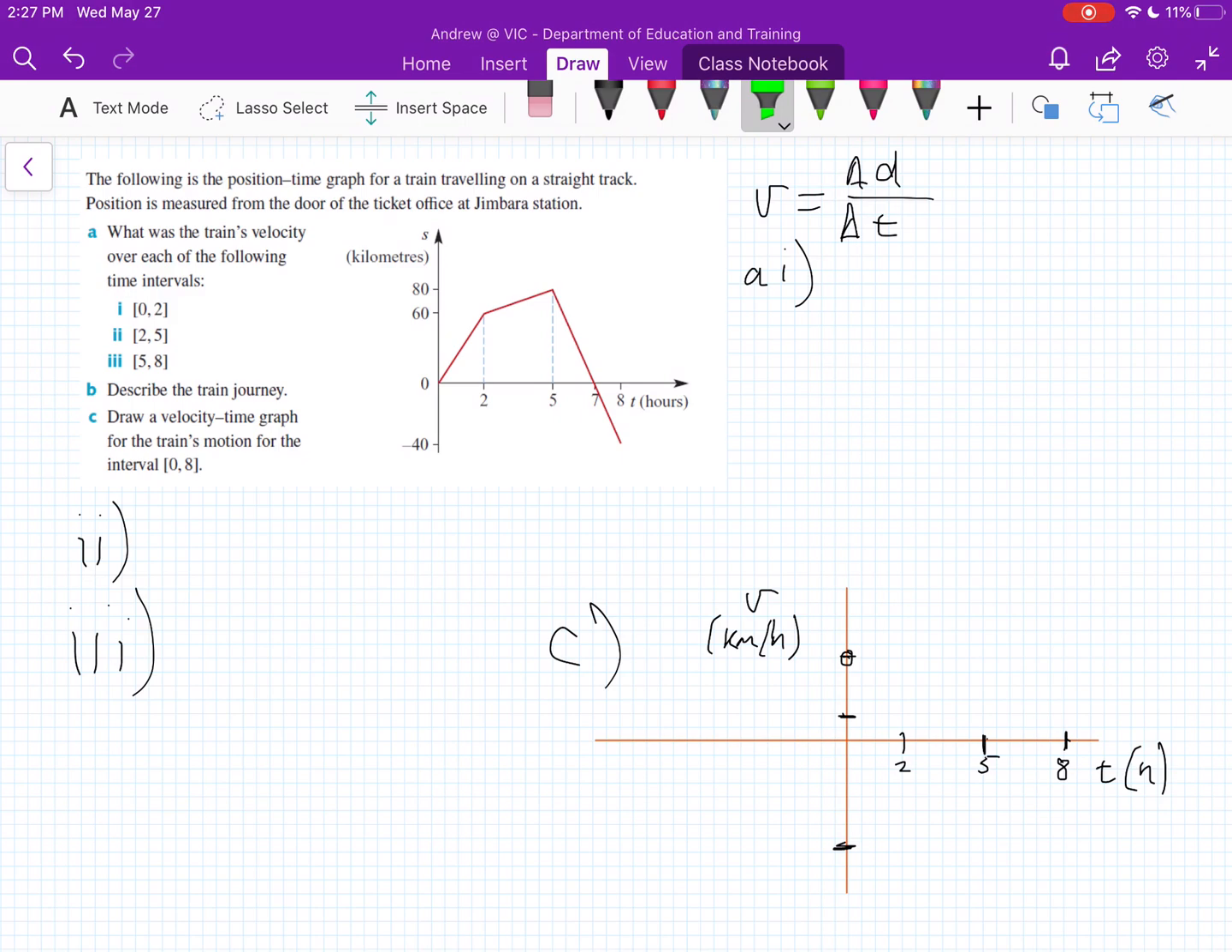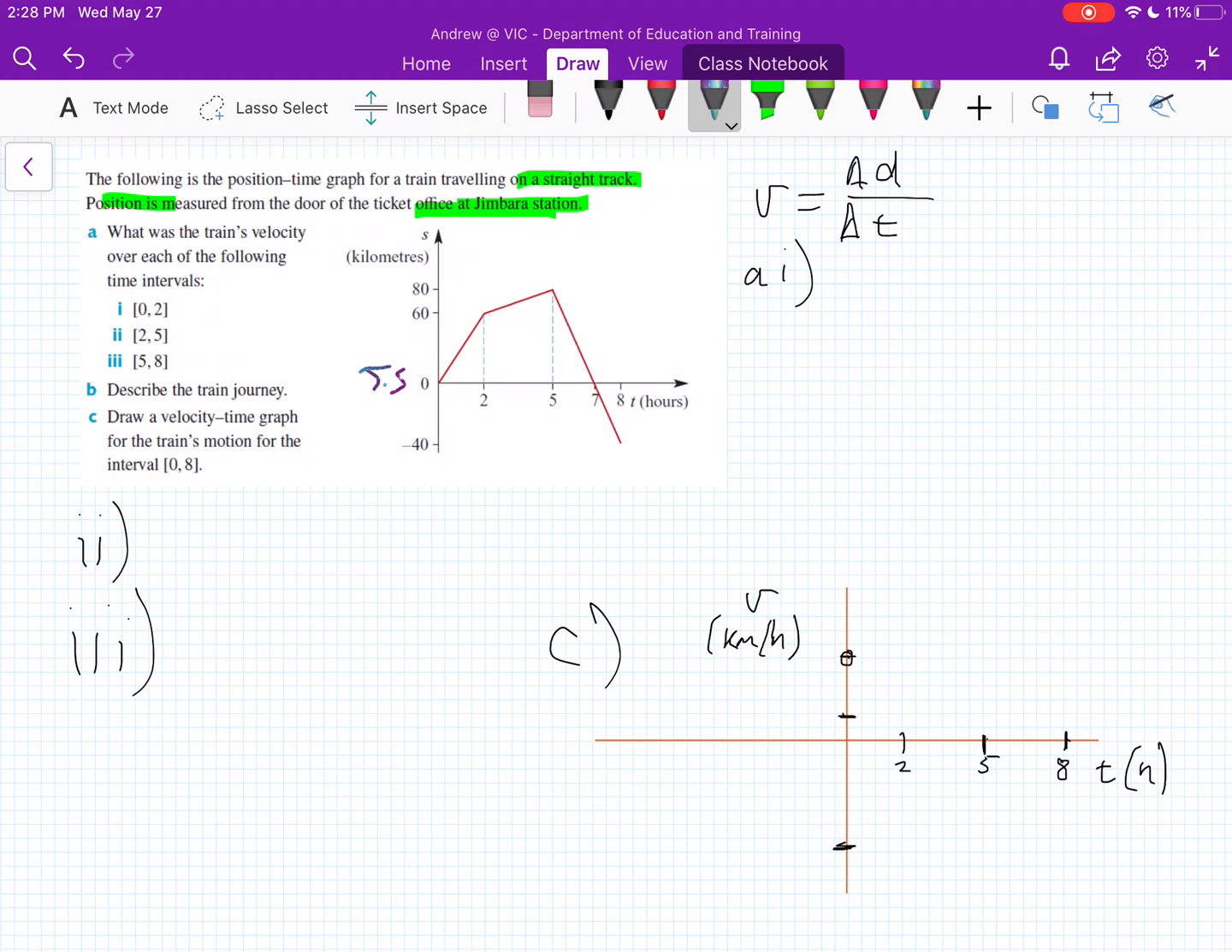The following is the position time graph for a train travelling on a straight track. Position is measured from the door of the ticket office, so the position is from the door at the ticket office at Jimbara station. Jimbara station is where our point 0 is.